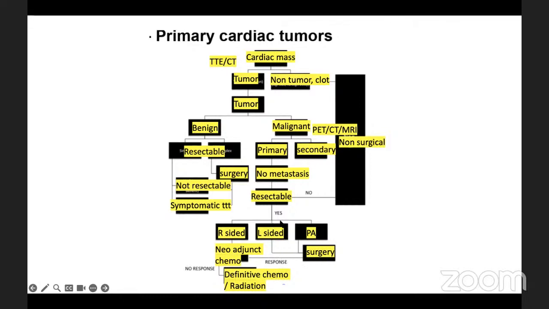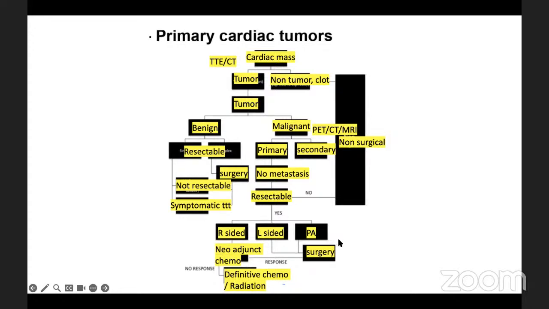If it's a left side primary malignant tumor, there's no role for neoadjuvant chemotherapy. We send this patient for surgery right away if we know it's resectable. For the right side, similar to the left side, surgery right away. No role for neoadjuvant chemotherapy.